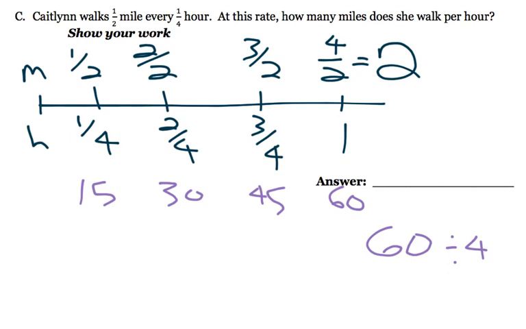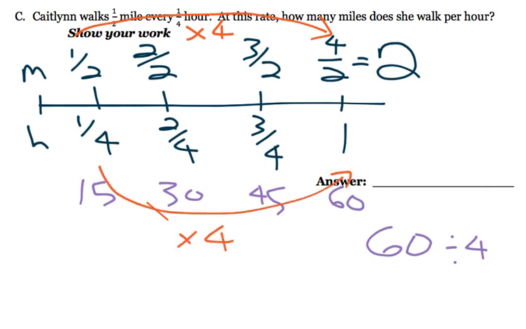You could have also done this on a ratio table and just done a giant jump like this and said times four, because there's 4/4 in a whole.